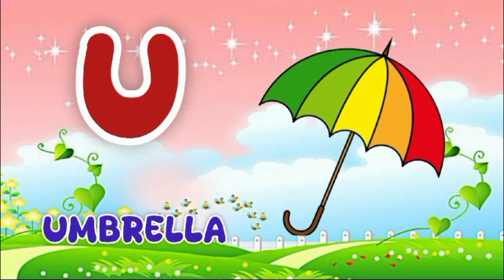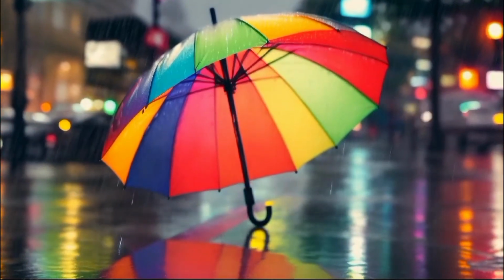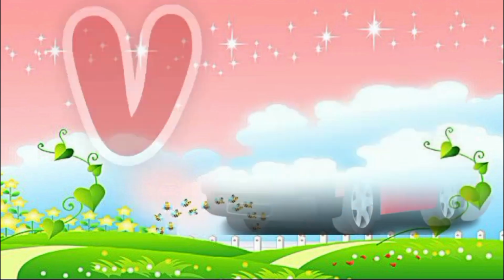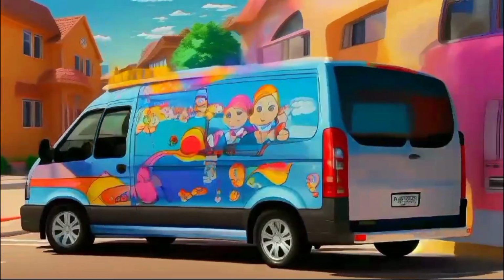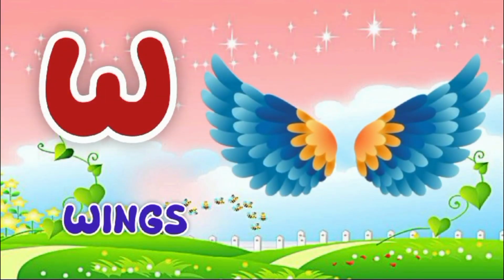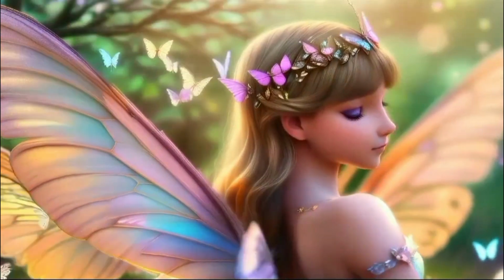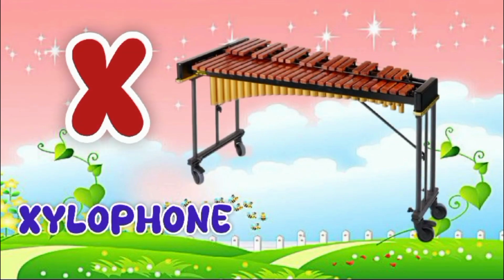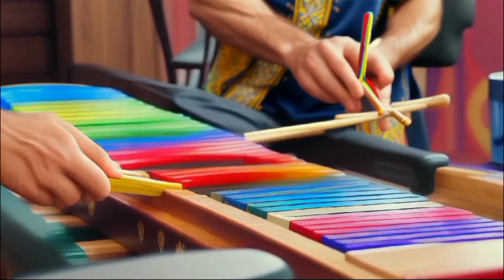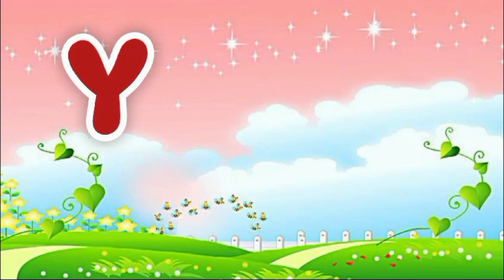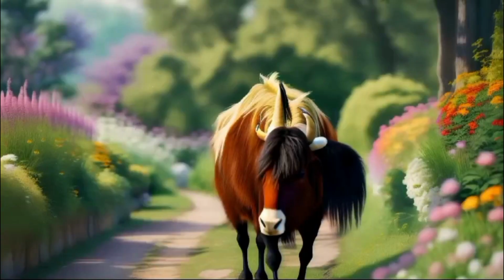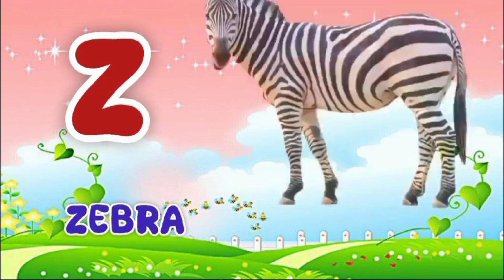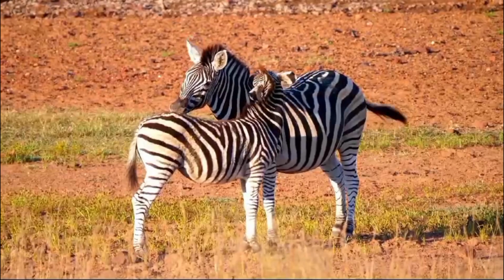U for umbrella. V for van. W for wings. X for xylophone. Y for york. Z for zebra.